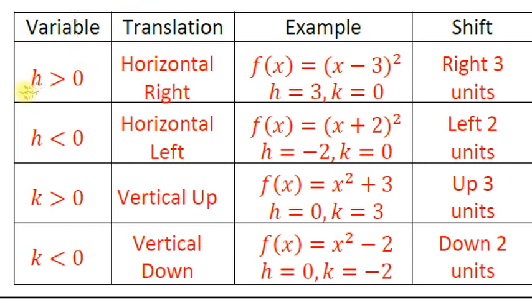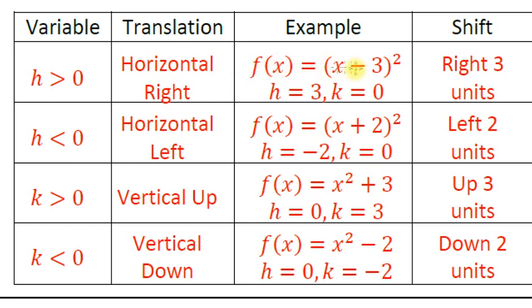Okay, if h is greater than 0, then the vertex of the graph is going to shift horizontally to the right. So it's going to shift right whatever the h value is. So if h is 2, it's going to go 2 units. If h is 3, it's going to go 3 units. Here's an example of that.